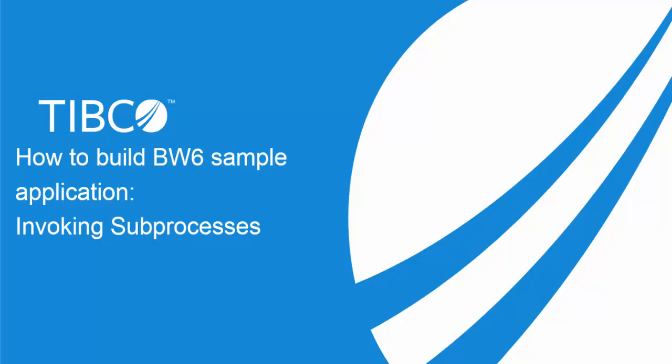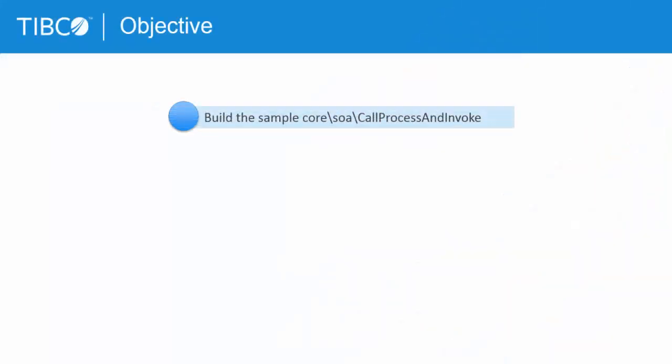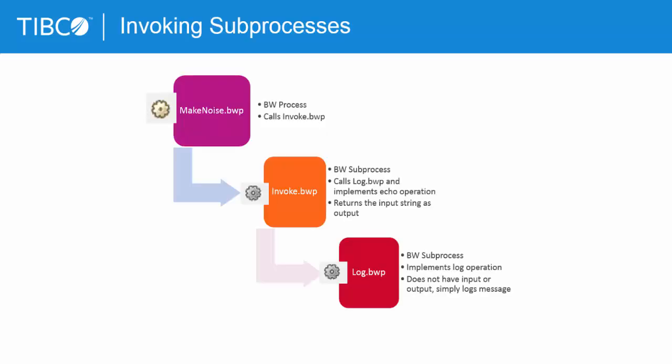Hello, in this demo, I will show how to build the Invoking Subprocesses sample application that is shipped with TIBCO ActiveMatrix BusinessWorks 6. You can refer to the folder core/soa for the shipped code, call process and invokes.zip. In this sample, the MakeNoise process calls the invoke subprocess multiple times, which in turn calls another subprocess, log.